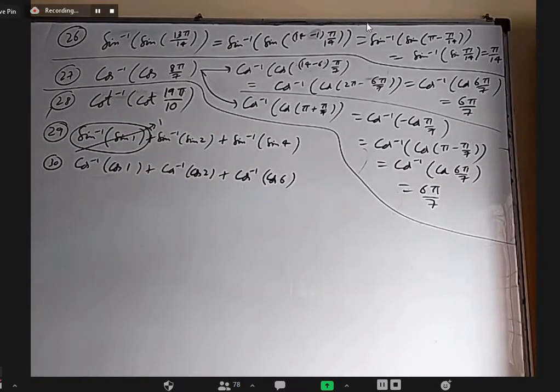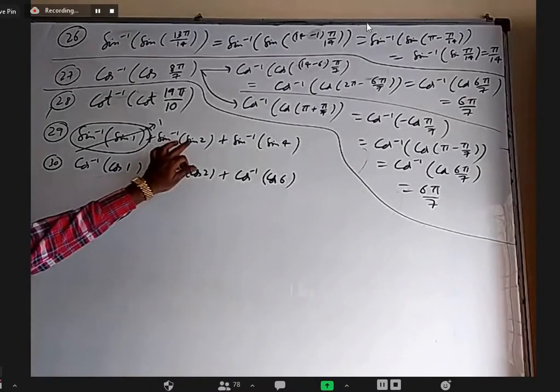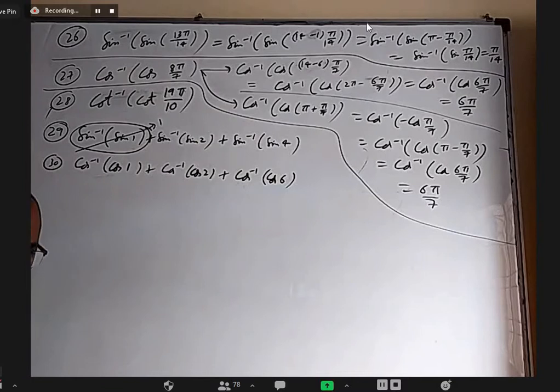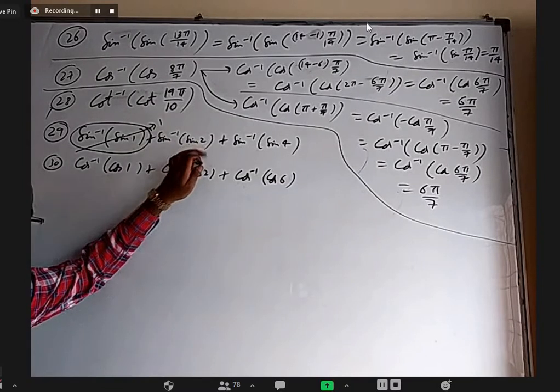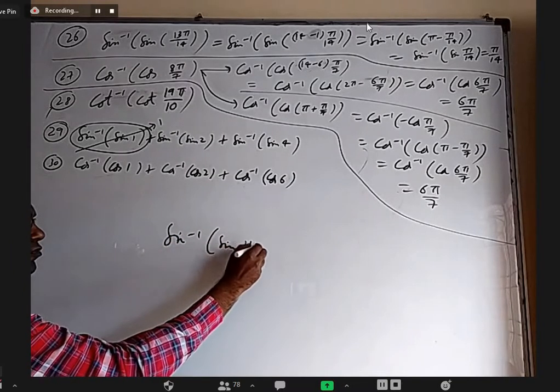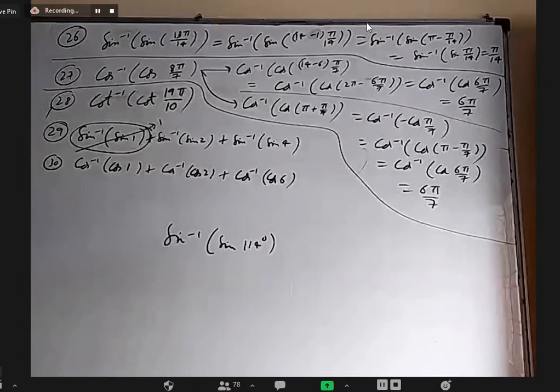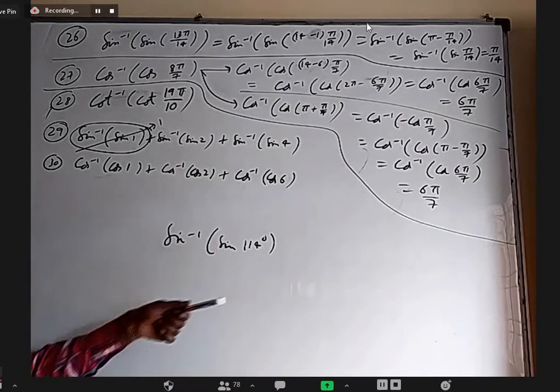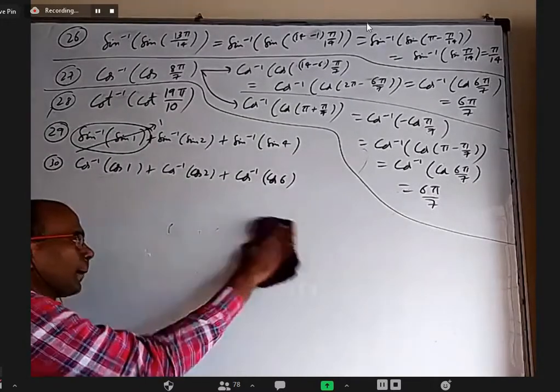Sine inverse sine 2, what do you think will be the answer? 3.14 minus 2, yeah. Instead of that, you can say pi minus 2 also, right? Because 1 radian is 57.2 degrees and 2 radians means around 114 degrees. Let us say somebody would have given you the question sine inverse sine 114 degrees. What would you have done? 180 minus something, right?